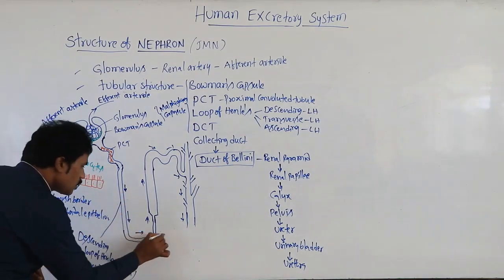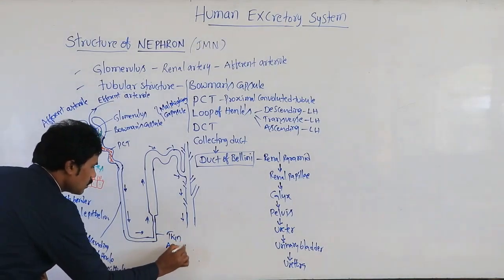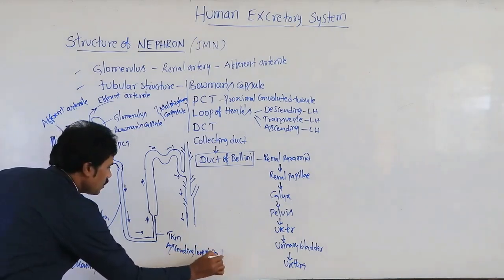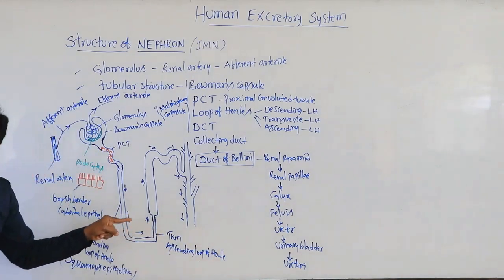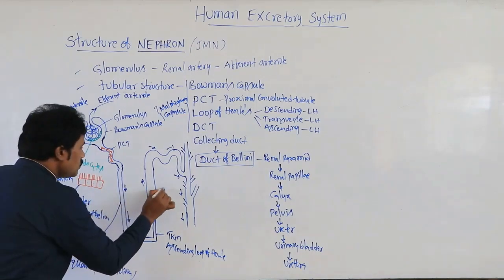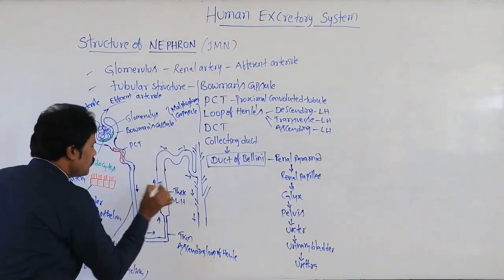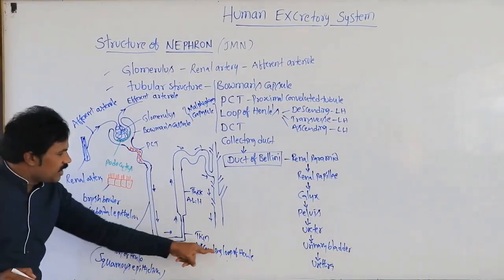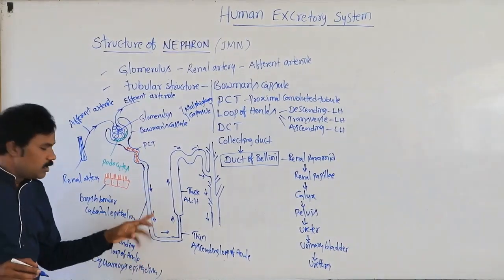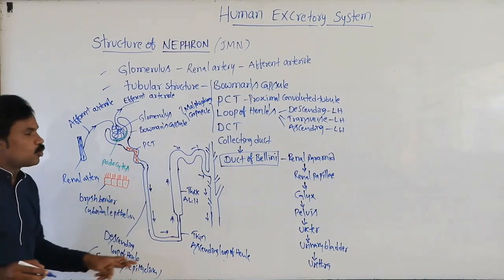This is the thin ascending loop of Henle. The thin ascending loop of Henle also has squamous epithelium. This is the thick ascending loop of Henle. It is also lined with squamous epithelial cells only.